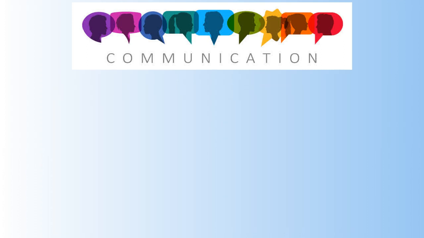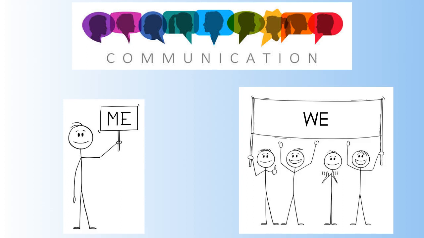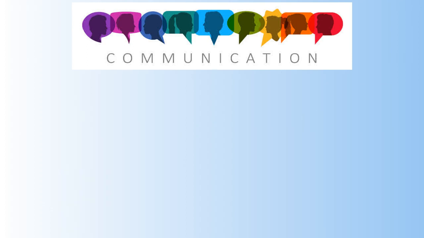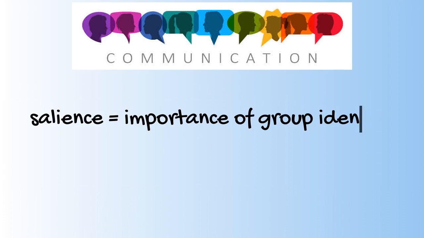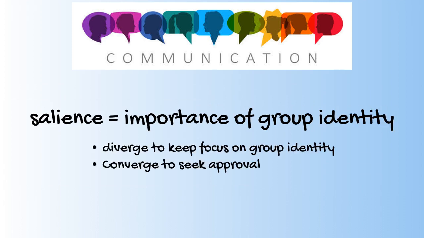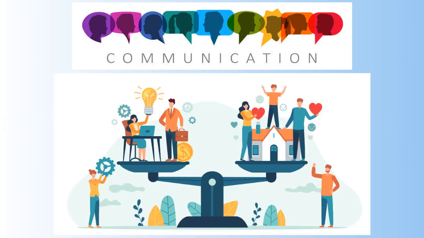Our initial focus, either on ourselves or our group, influences our communication. Factors like culture, past experiences, and group dynamics shape this choice. When groups are salient, we might diverge, emphasizing differences. Seeking approval often leads to convergence, but sometimes both identities are important. Remember, how communication is perceived matters. Convergence might be seen as positive, but so could divergence depending on the context. So, while wanting to fit in explains convergence, social identity helps us understand divergence and group communication.